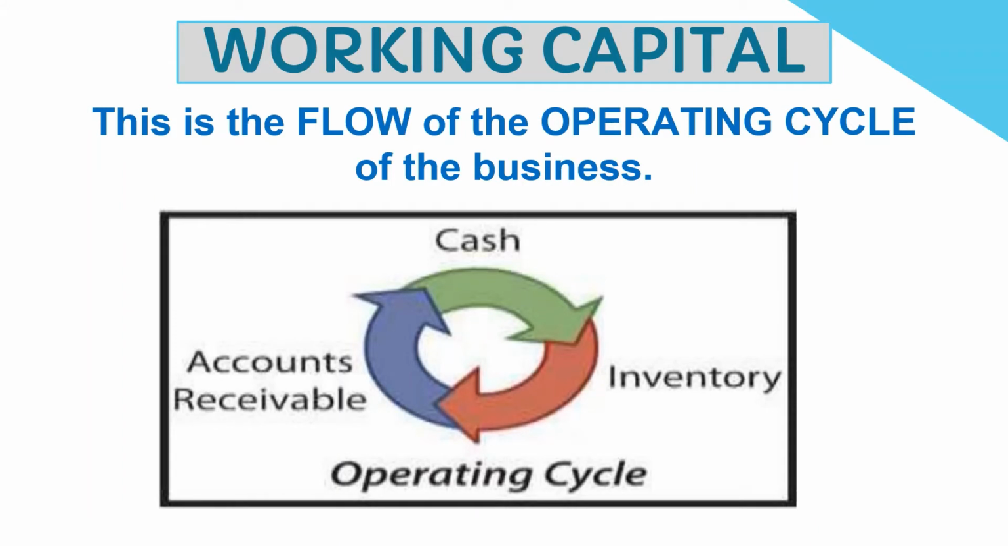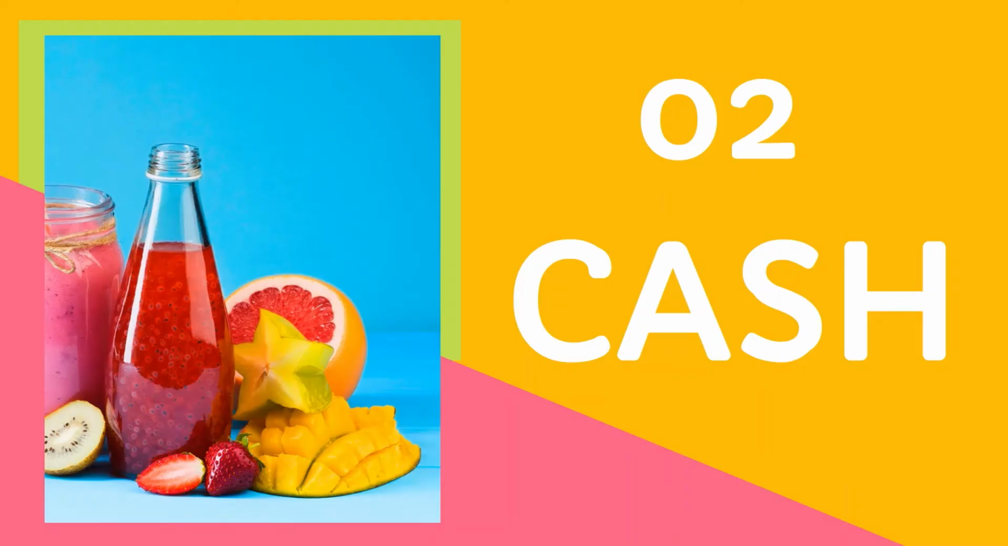This is the flow of the operating cycle of the business, starting with cash, then inventory, then accounts receivable. Cash, purchase order, which is inventory, and then sales or receivables. Okay, let's talk about cash.